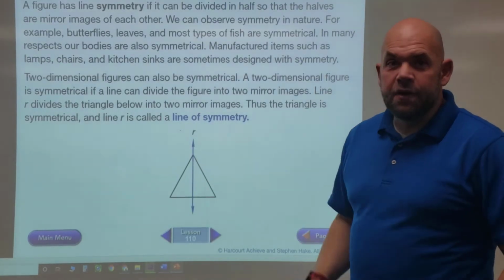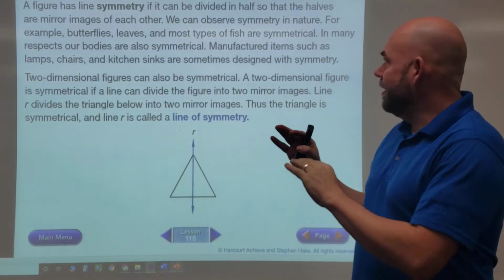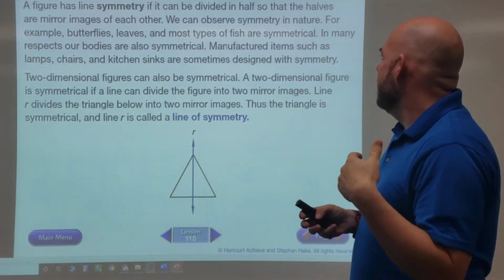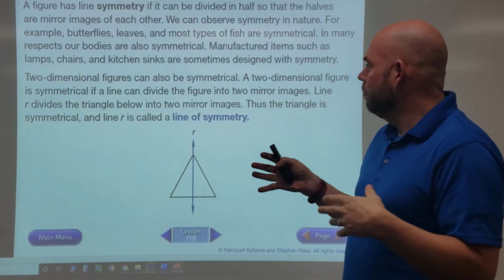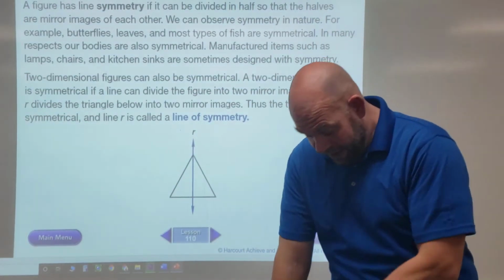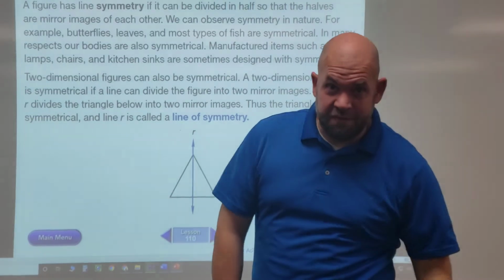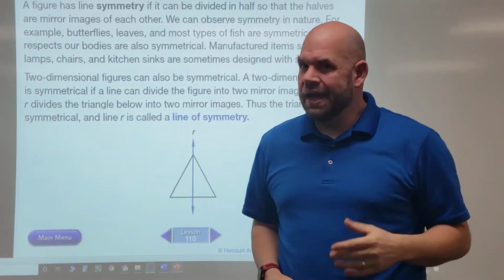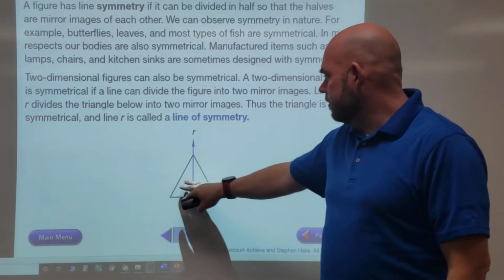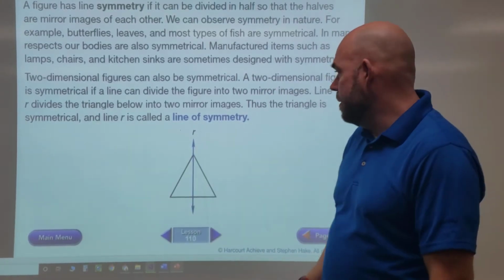So we see that a figure has symmetry if it can be divided in half so the halves are mirror images. If you think of butterflies, leaves, most kinds of fish, those are all symmetrical. Humans are also symmetrical, like this half of me looks about the same as this half of me. It's just a mirror image. Not exactly, but pretty close. And even two-dimensional objects like this triangle can be symmetrical.